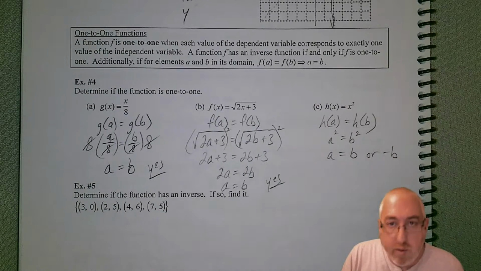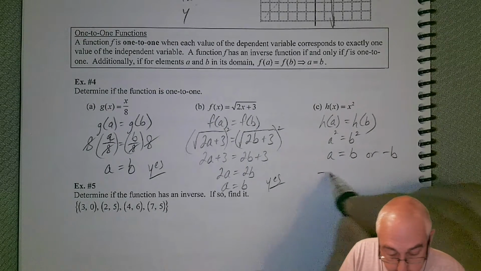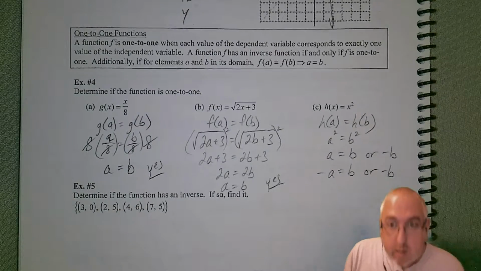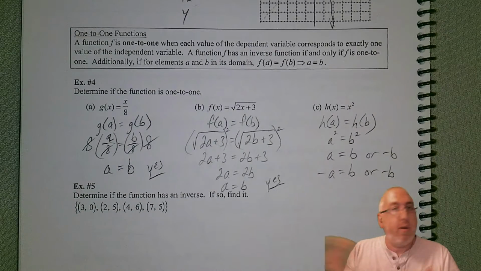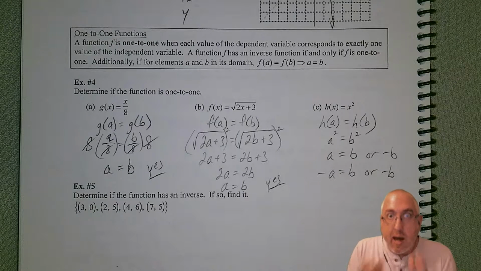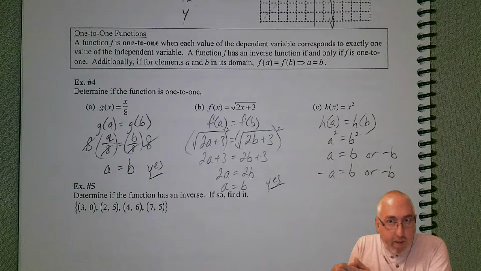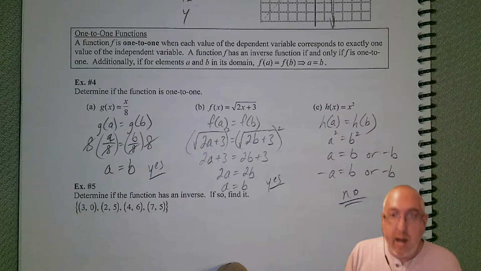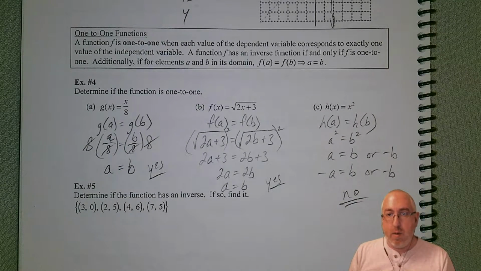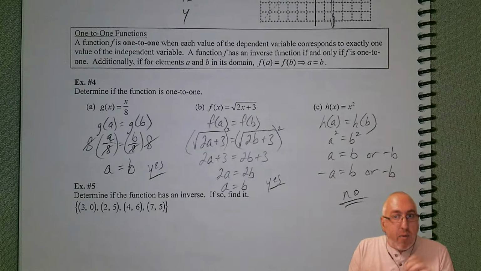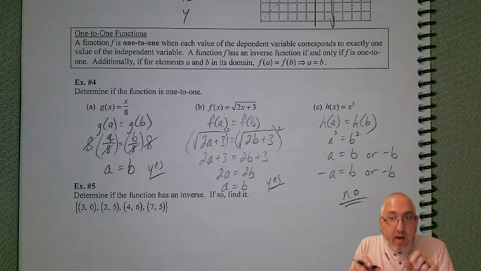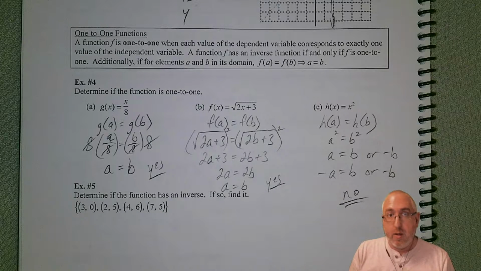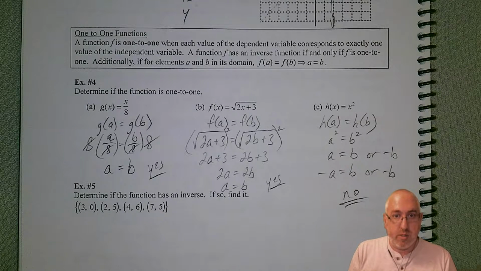And we could go even further if we wanted to. We could say, well, negative a is the same problem. It's equal to b or negative b. So in either case, we got a mess. It's not one thing equal to one thing. So this is a big no. It's not one-to-one. So anytime you have that happening where two x values get you to the same y value, that's a no-no for one-to-one. Just the opposite for function stuff.